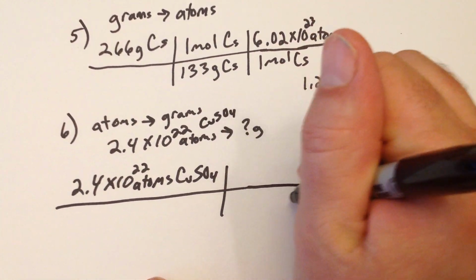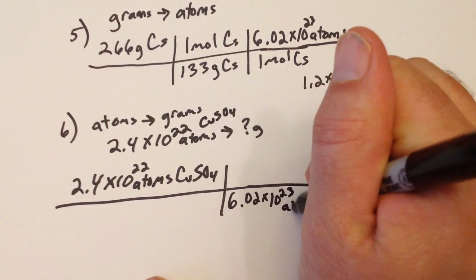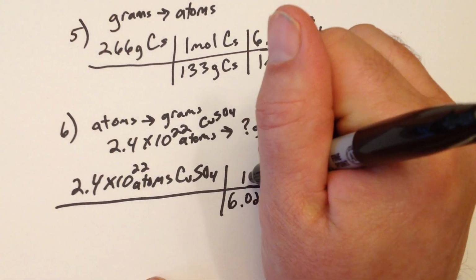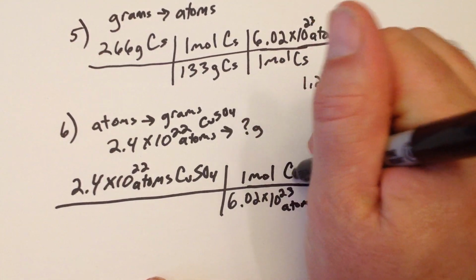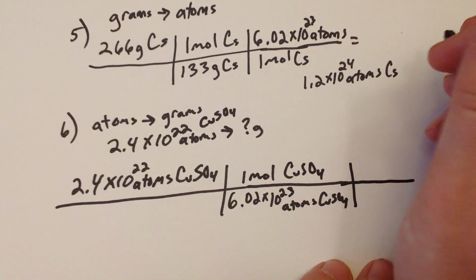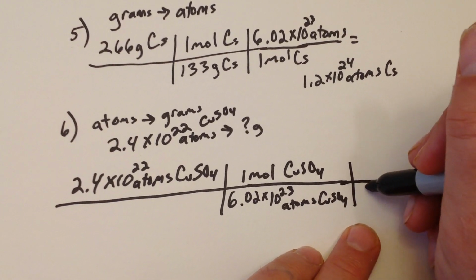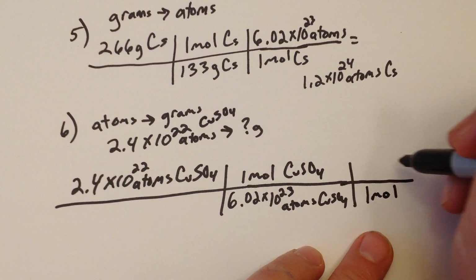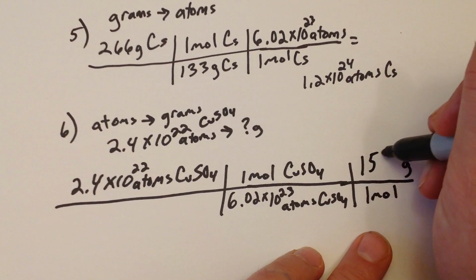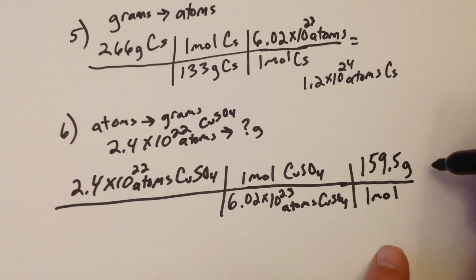So here we go. Atoms has to go on the bottom. 6.02 times 10 to the 23rd atoms of CuSO4, and that equals 1 mole of CuSO4. If you don't know, copper 2 sulfate is kind of a blue powder or blue crystal, depending on the type of solid you have. Next, we know that 1 mole of anything equals its molar mass. Now, if you do the math exactly, I think it's 159.55. That's a pretty good estimate there, 159.5.